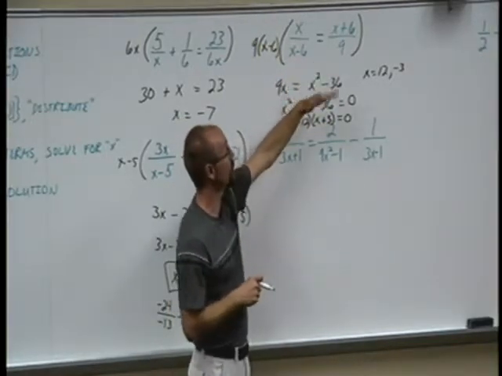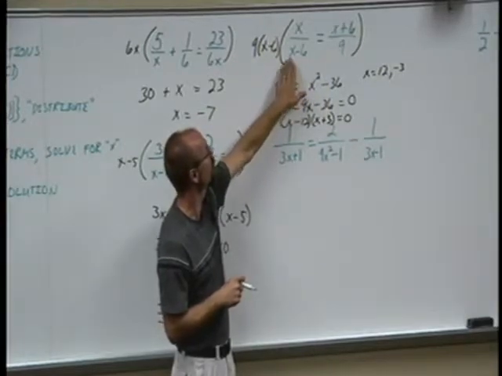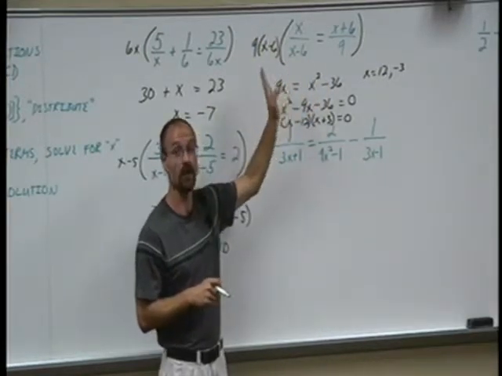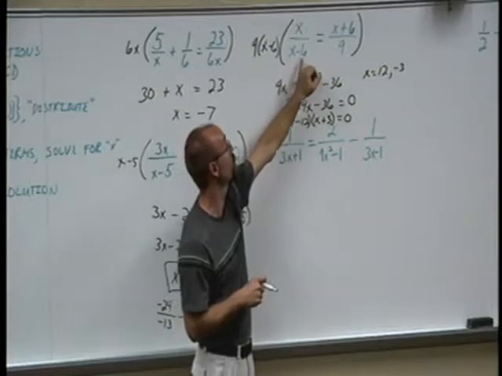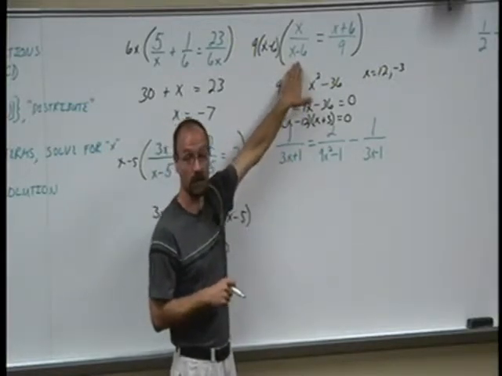And then I would test those. Both of them do work, just for time's sake, but I'm going to just check. 12 minus 6 is not 0. That's good news. Negative 3 minus 6 is not 0, so that's good news. No zeros in the denominator.